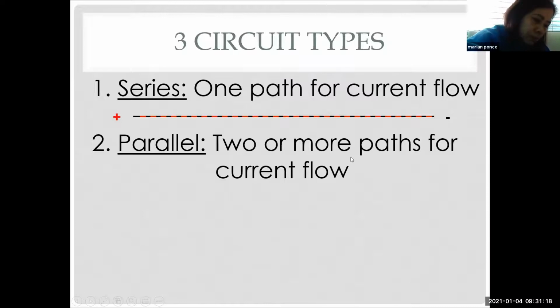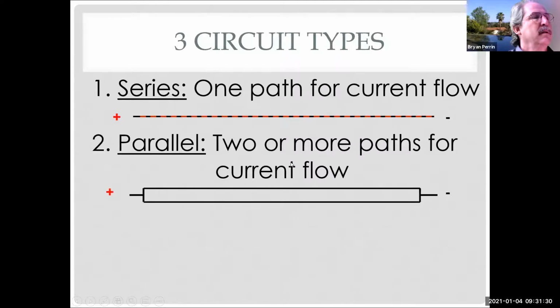Parallel circuit: 2 or more paths for current to flow. So if one bridge goes out, it really doesn't affect the traffic on the other bridge. So series is a positive to negative. I have 2 or more paths in parallel. I might have, for example, your fuel injectors on your car. If you have a 4-cylinder, you have 4 parallel circuits on an older vehicle.